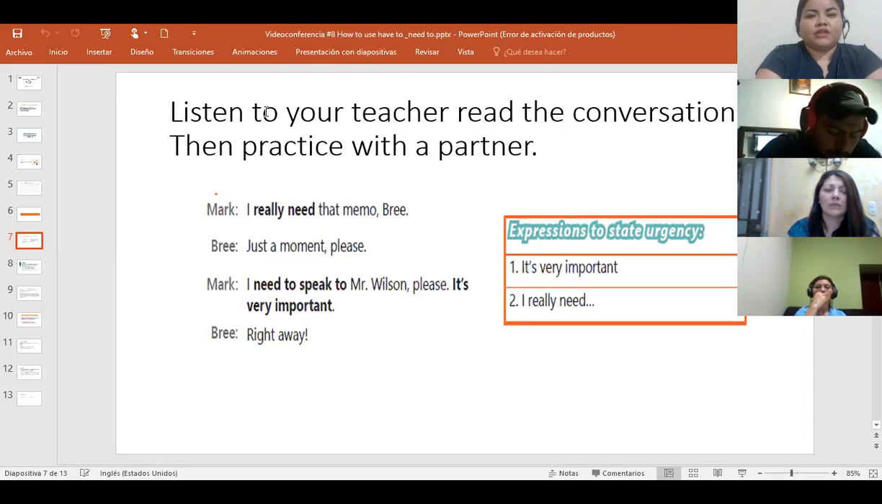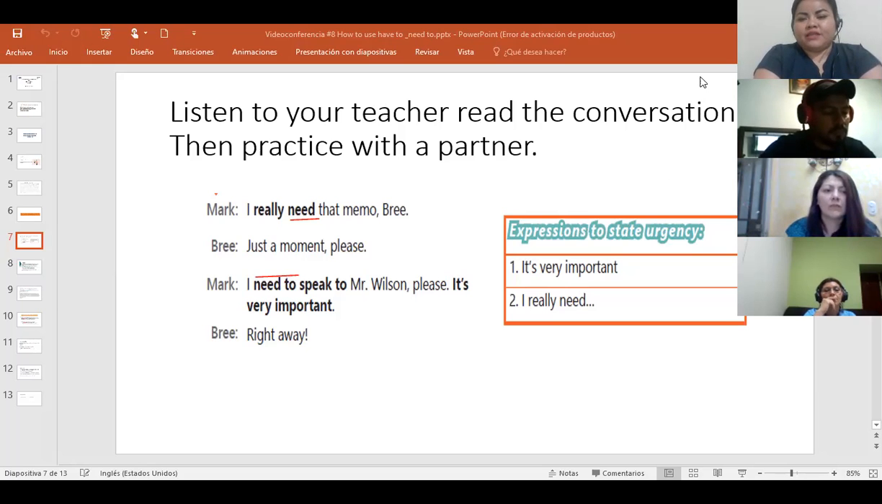So look at the words here that we are going to practice. We're going to practice here the word need, and need to. Need and need to, okay? With need is, for example, I need food to live. Necesito comida para sobrevivir, right? I need food. Oh, I need water. Right? I need a computer for my class. It's something important, right? Es algo importante, es una necesidad.